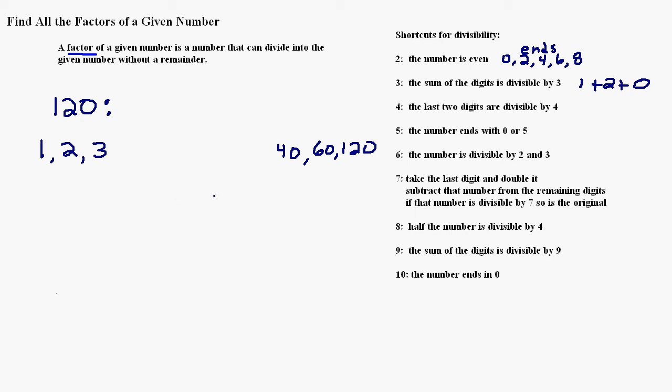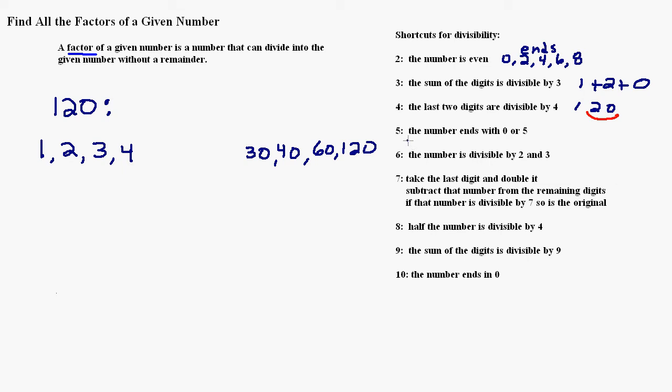All right, so let's go to the next one, 4. The last 2 digits are divisible by 4. So to see if 4 goes into 120, all I really need to check are the last 2 digits, which are 20. Does 4 go into 20? Yes, it does. So therefore, 4 goes into 120. Great, so I'm going to add 4 to my list. Now 4 times what is 120? Well, 4 goes into 12 3 times, so it's going to be 30. Now my gap is getting even closer. I only have to check numbers between 4 and 30.